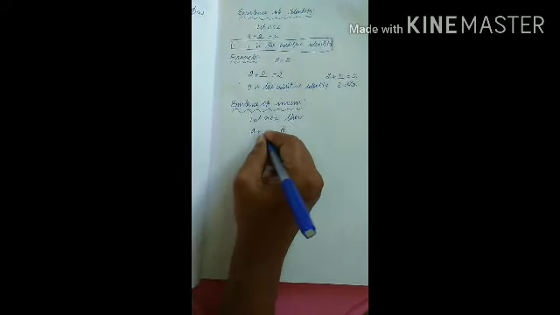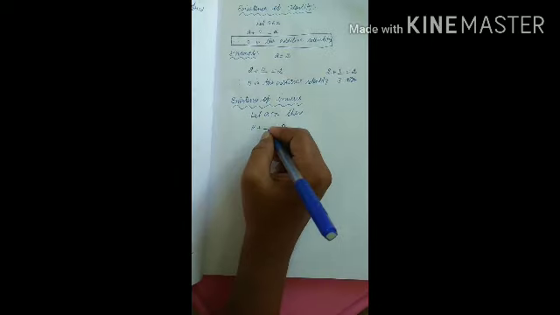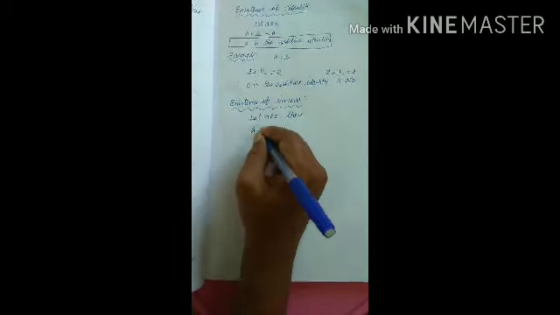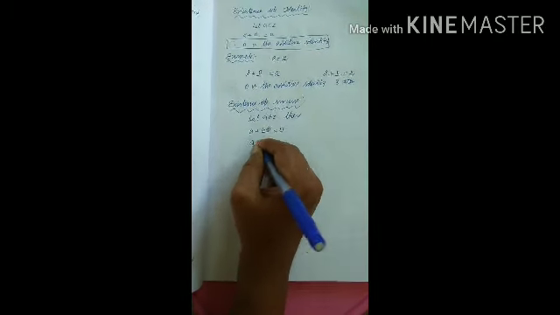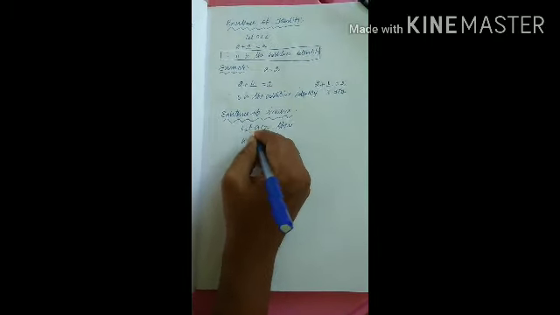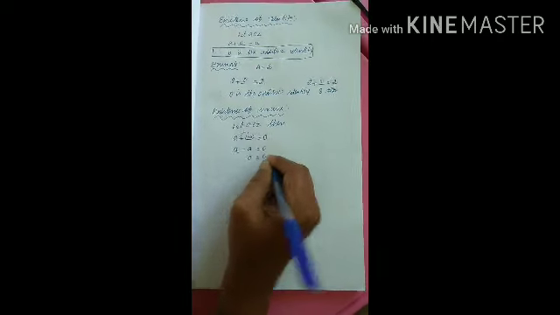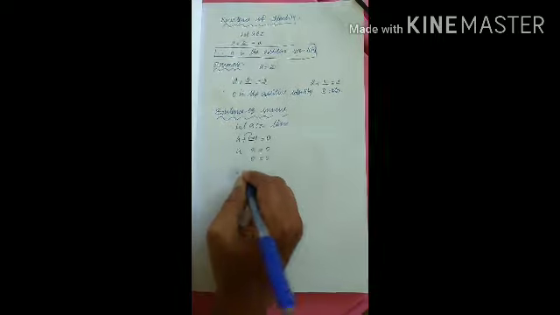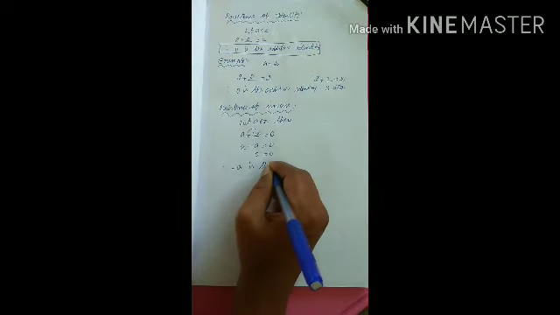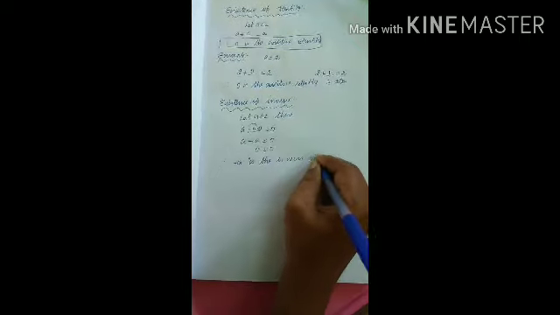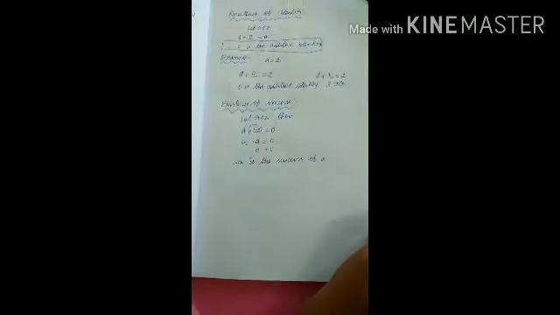Okay, we can add any number. Any number means we can add minus A. So in the next step, A plus bracket, which means multiplication, plus into minus A equal to 0. 0 equal to 0. Therefore, minus A is the inverse of A.